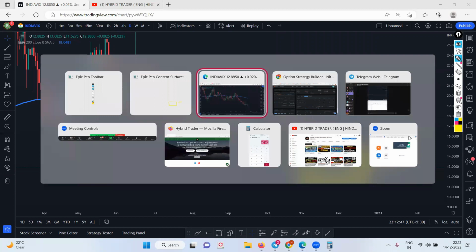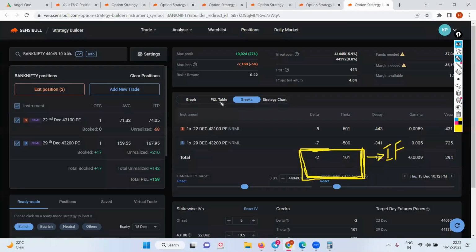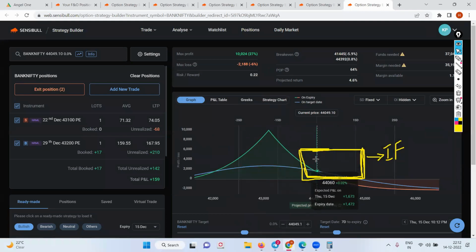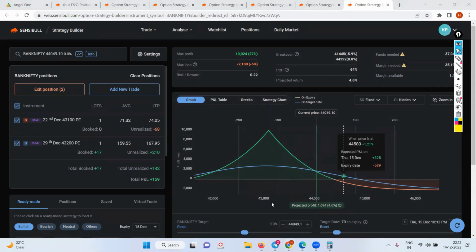I'll tell you, sir. So why not you deploy this trade? I am taking this trade. Tomorrow I will take this trade, same week accordingly. Don't go for call, that's my recommendation. Only put. I am taking both, but quantity is more. And try to mitigate your loss. Try to take less loss.